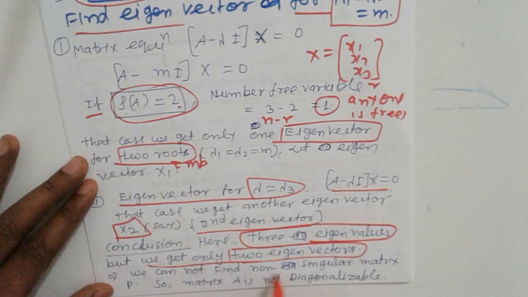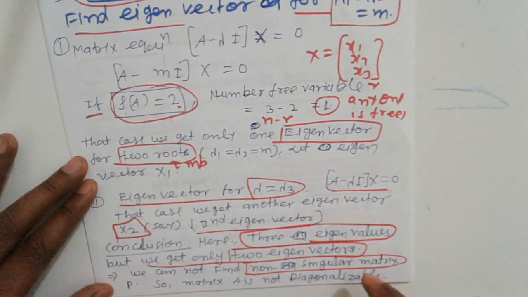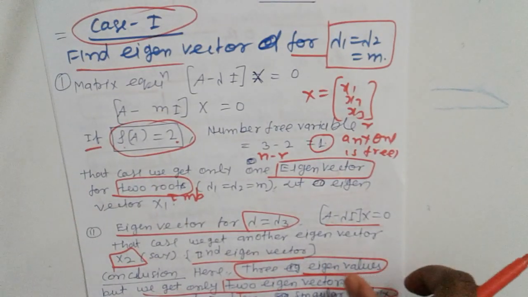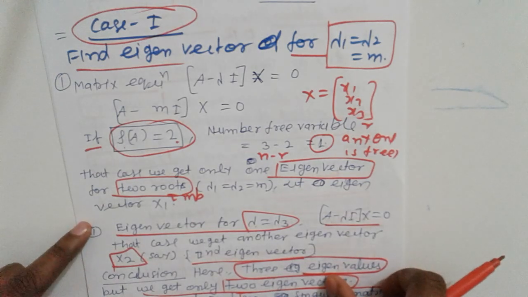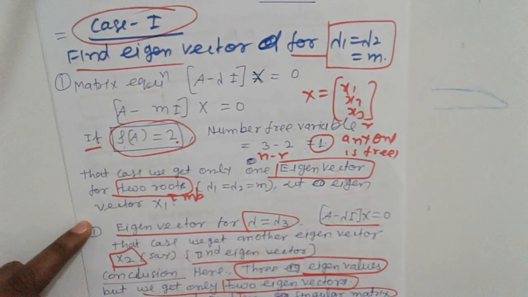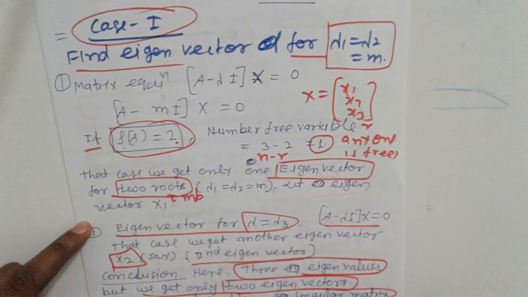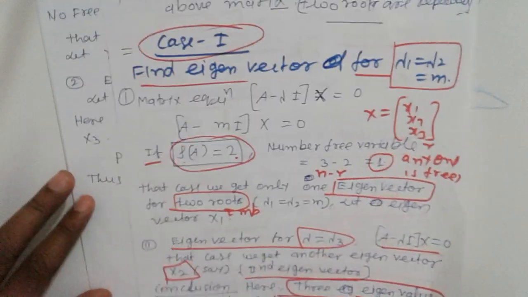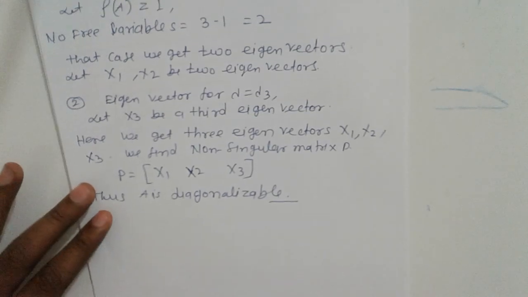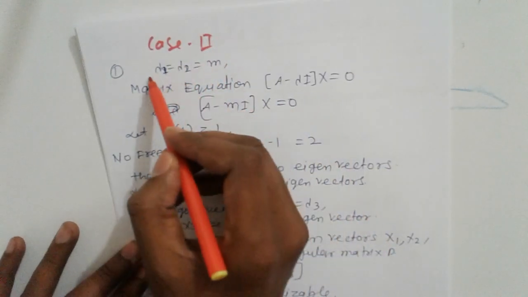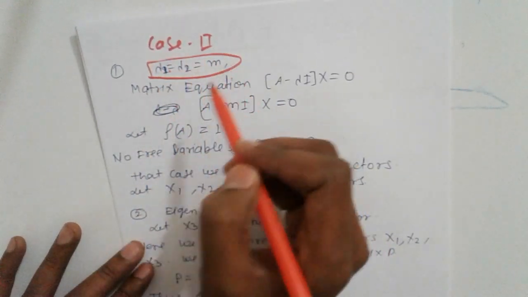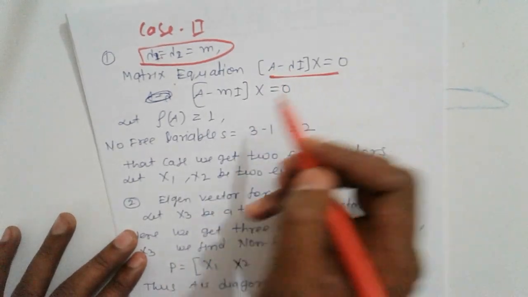That case we cannot find the non-singular matrix P. Non-singular matrix P find out नहीं कर सकते. So matrix A is not diagonalizable. It means number of eigenvalues is not equal to number of eigenvectors, not equal. That case which is not diagonalizable. Case first. Next go to case 2 here. Suppose lambda 1 equal to lambda 2 equal to m, matrix equation that is here.